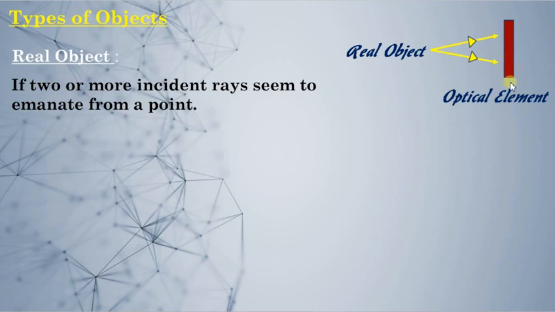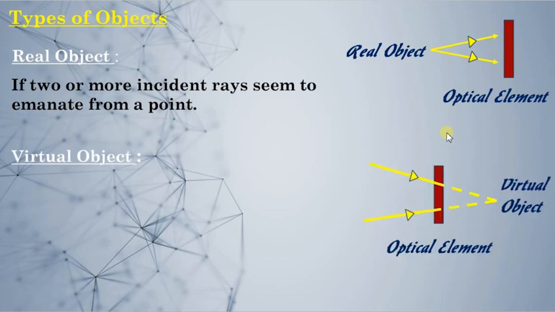Now how about the virtual object? In a virtual object, let us think that two rays are moving in their own path. I bring in the middle of their path an optical element. We will not be able to see whether they are going to meet or not. But if I extend those lines beyond the optical element, they would be meeting at a certain point. I don't know where they are going to meet, but I will not be able to see. The point where they are going to meet, which can't be seen, we have to assume. So such a point or such an object is called a virtual object.